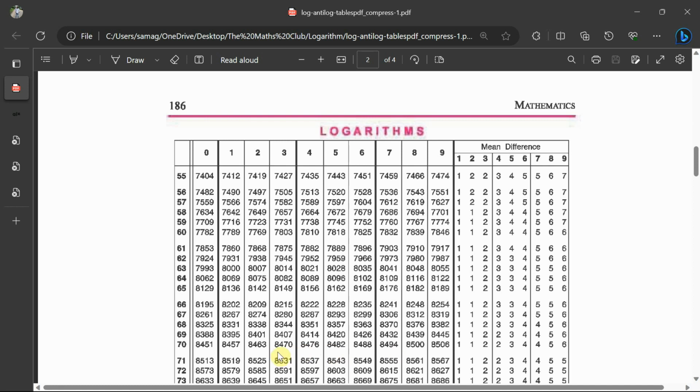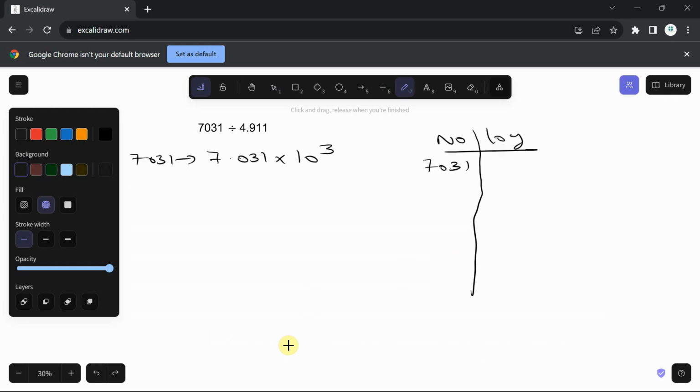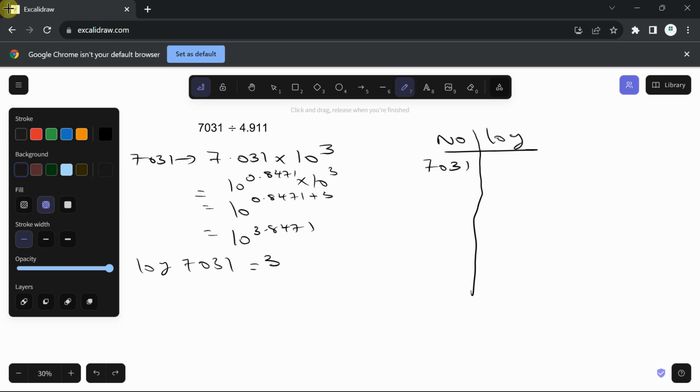So that is 0.8471. So that is 10 raised to the power of 0.8471 times 10 raised to the power of 3. Then from the laws of indices, I'll add both powers. So that will be 0.8471 plus 3. Right? And that will be 10 raised to the power of 3.8471. So the log of 7031 is 3.8471. Great.